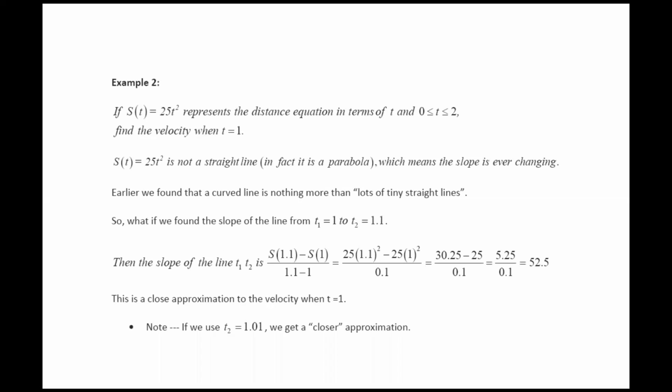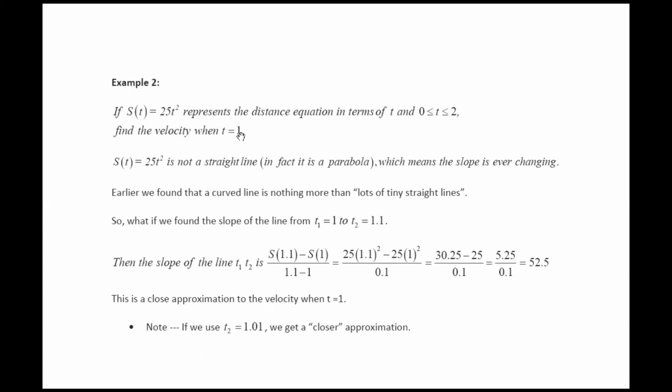Now, first of all, let's recognize that S of t is 25t squared is not a straight line. To be a straight line, it's got to be in the form of y equals mx plus b, would it not? This is more like y equals x squared, which is a parabola. And again, I tell you, we'll look at the graph before we're through here. So this is not a straight line, which means the slope is changing as you move along the graph, depending on where you are on the graph. So how are we going to find the velocity at time 1?